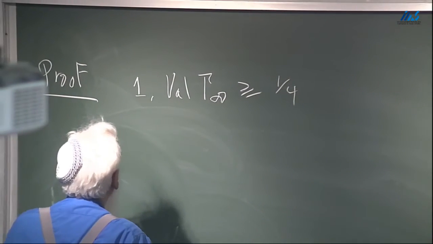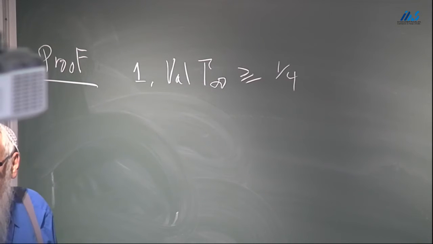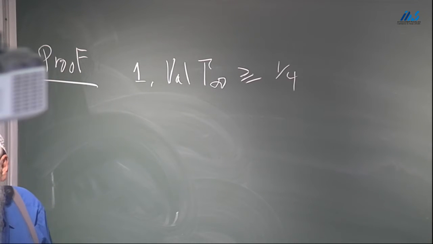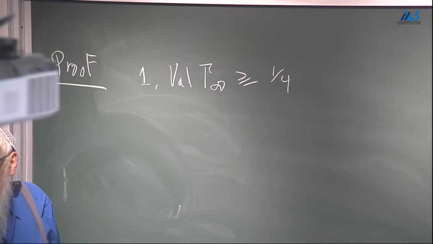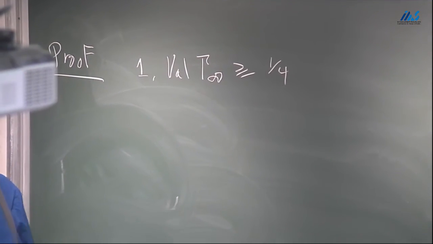Well, that's obvious because, in fact, P1, the informed player, can ignore his information. That's an option that he has. If he ignores his information and never makes use of it, then he will be getting a quarter at every stage, so the average will also be a quarter.